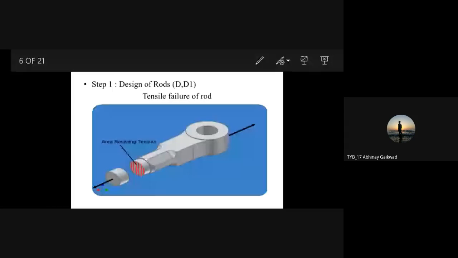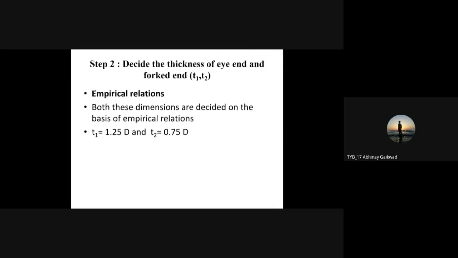Now we are going to see the second step, and I was talking about these empirical formulas where we are going to find out the thickness of the eye end and fork end. We have denoted thickness of eye end side as T1 and thickness of fork end side as T2. Now here we can use empirical formulae from the design data book, and we can find out that thickness. T1, that is the thickness of eye end side, is 1.25 of rod diameter, and T2, the thickness of fork end side, is equal to 0.75 of D.